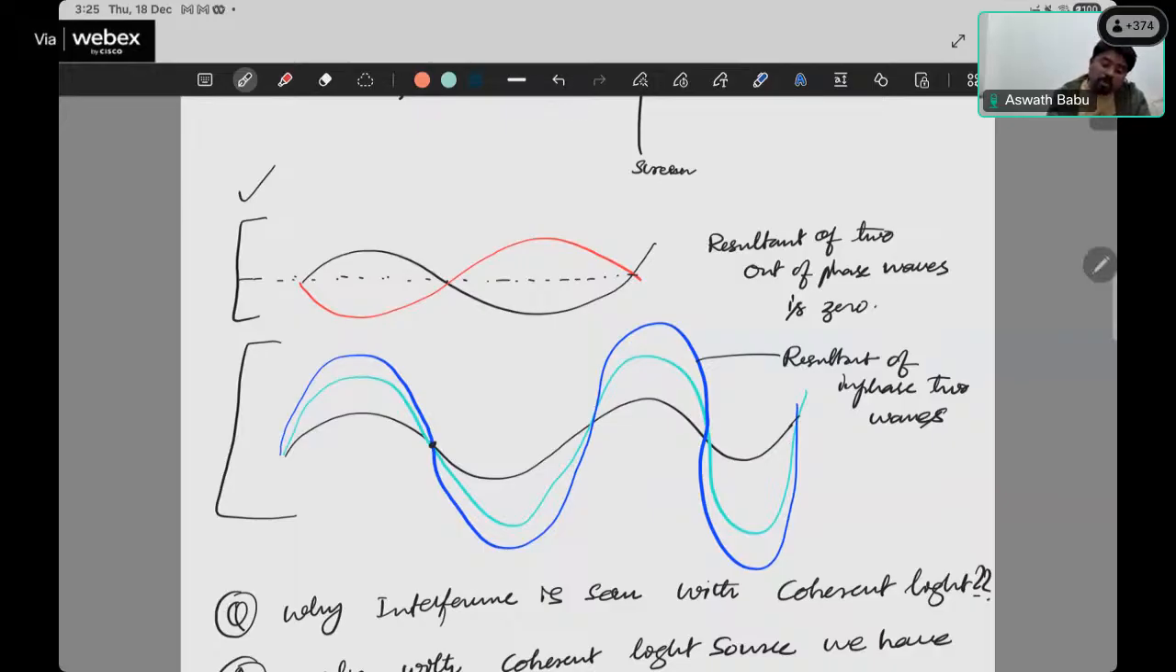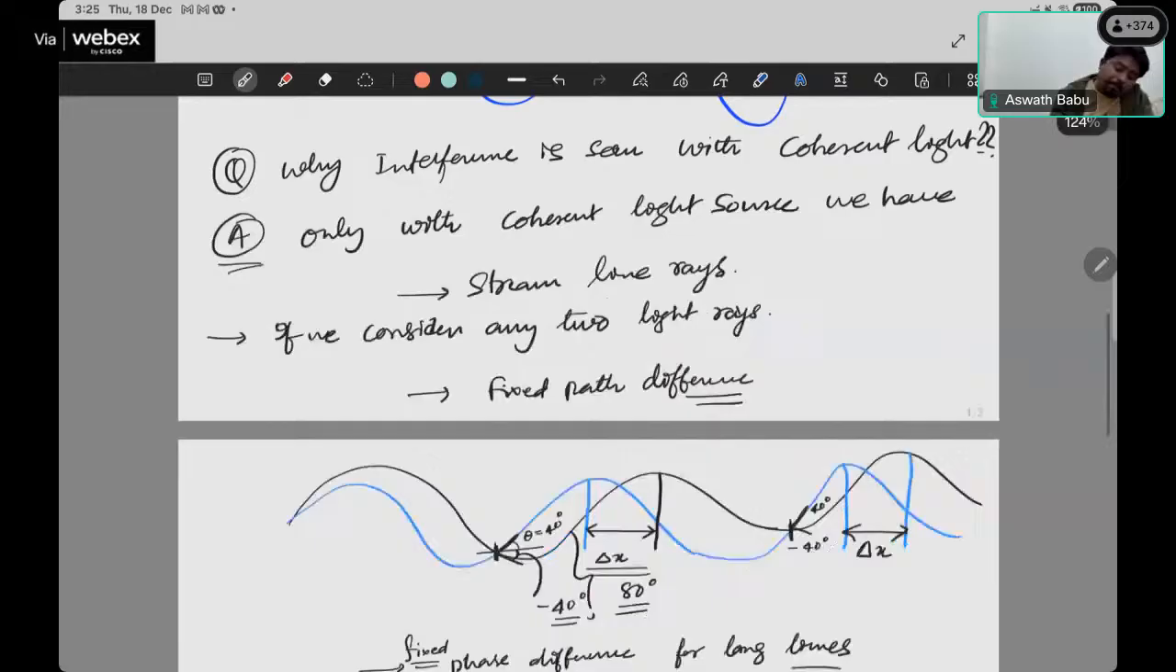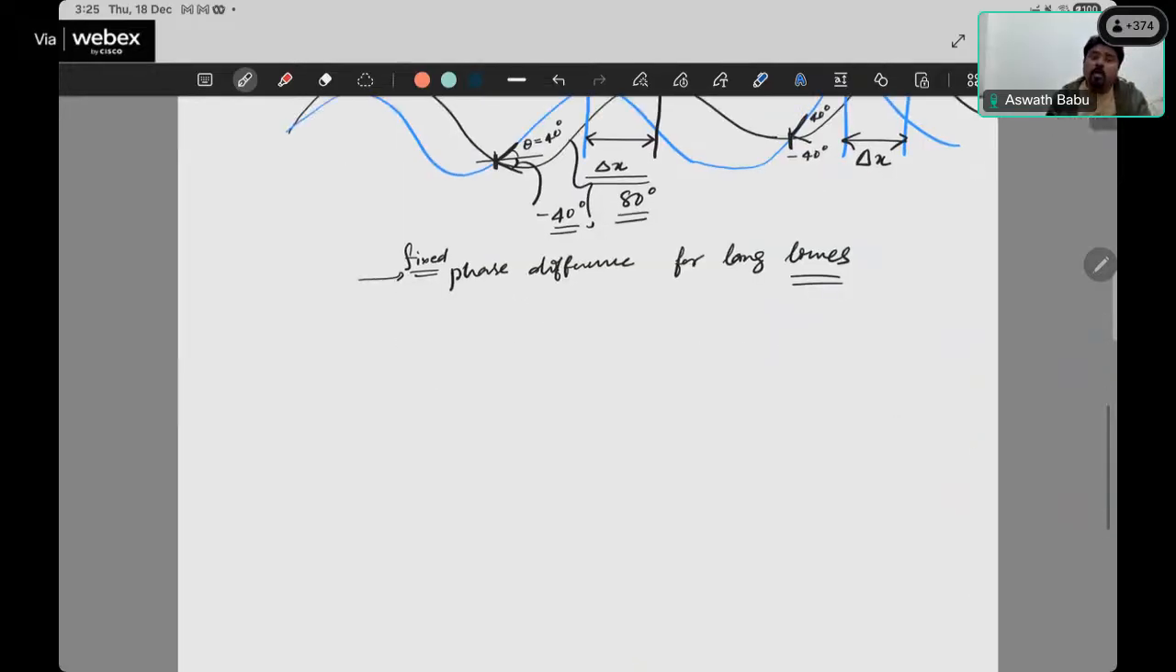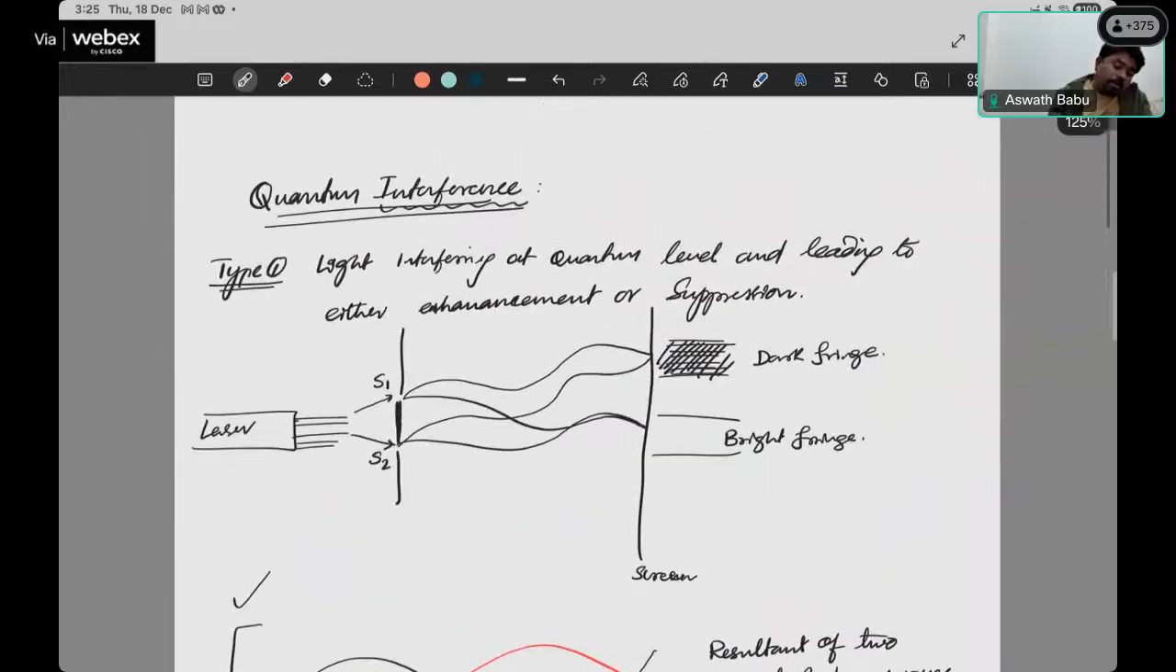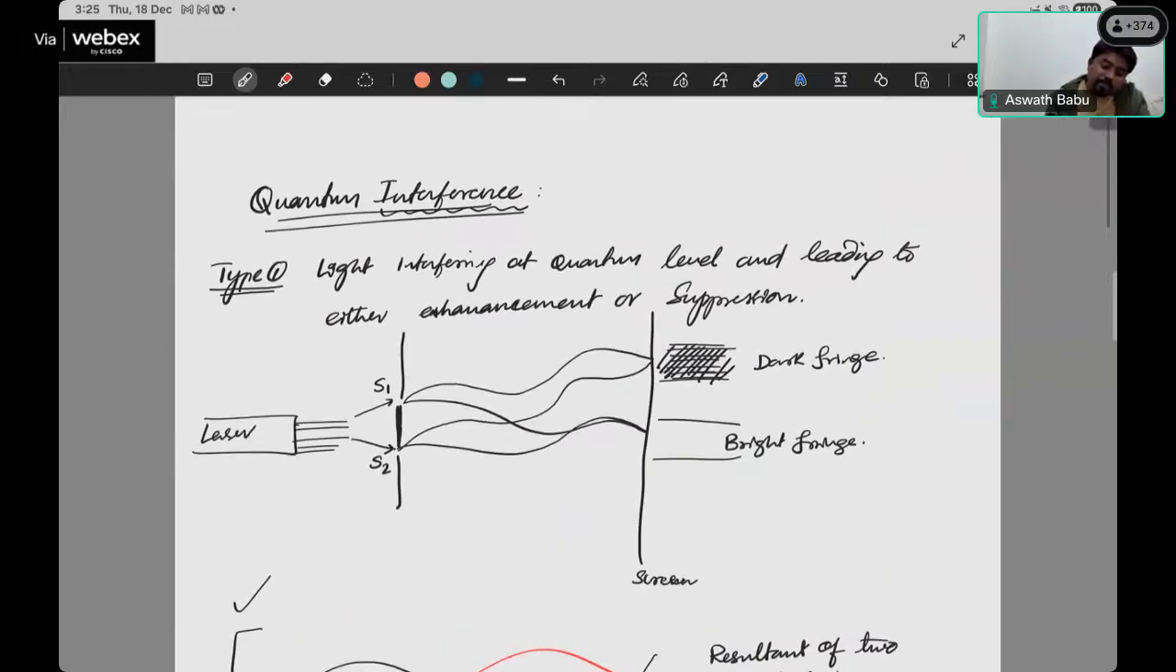So just to show you how in-phase and out-of-phase rays work, I gave an example of these colored rays. Having a coherent light source is important to have constructive and destructive interference. That is one of the properties of a coherent light source. Now coming back to the name quantum interference: this interference of light rays happening at the quantum level means photons are interfering, so you can term this quantum interference.